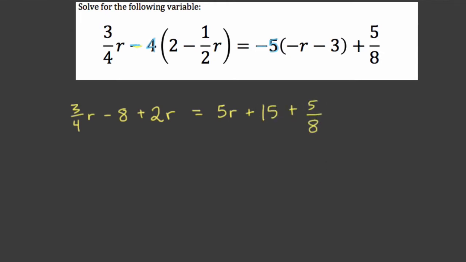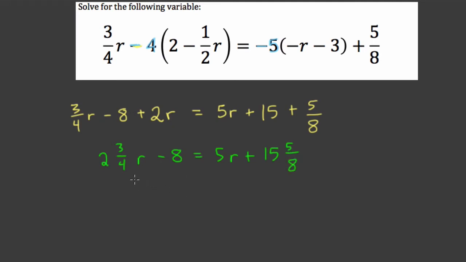So now the general strategy after you've distributed is to attempt to combine like terms. On the left hand side I have the r values. We have 3/4 r plus 2r. That's just 2 and 3/4 r, right? So that's just a mixed number, 2 and 3/4 r. Minus 8, that constant's all by itself. On the right hand side, 5r is all by itself, but these two constants are there. We can write that as a mixed number, 15 and 5/8.